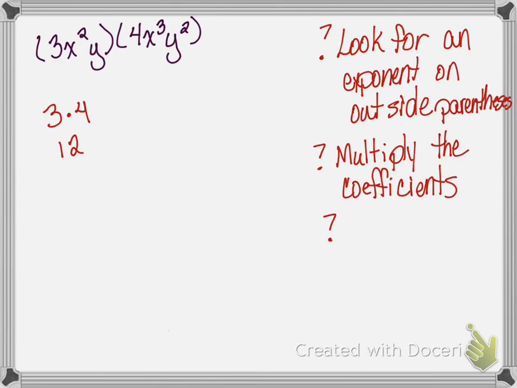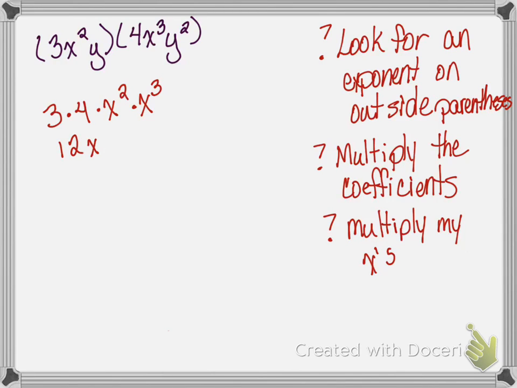Then the next thing I do is I multiply my x's together. So here I've got x squared times x to the 3rd. What does that give me? x to the 5th. I add the exponents together. So I have x to the 5th.